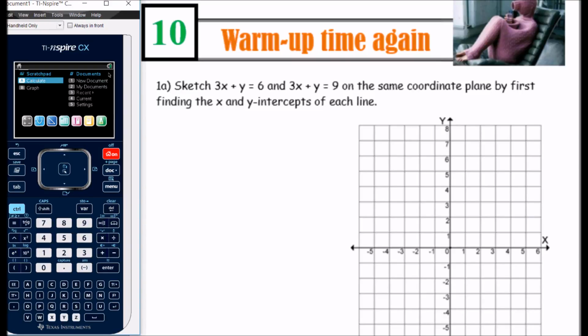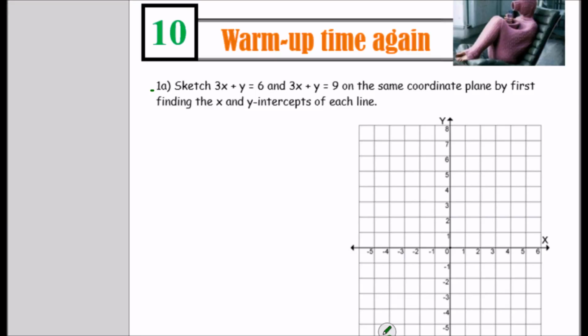Hello and welcome to the lesson on graphing from a table of values for linear lines. So as usual, we're going to start with a little warm-up. This first question says sketch 3x plus y equals 6 and sketch 3x plus y equals 9. So two separate lines on the same coordinate plane by first finding the x and y intercepts of each line.